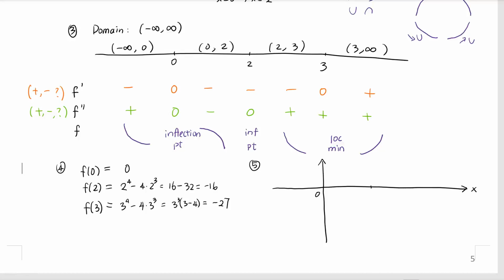So we have 0, 2, and 3. And then a lot of important, so at 0, it is 0, okay? At 2 is minus 16. So let's say this is minus 16. And at 3, we have minus 27. So minus 27, okay? So we plot the points first, and then on each piece, we remember this actual shape.